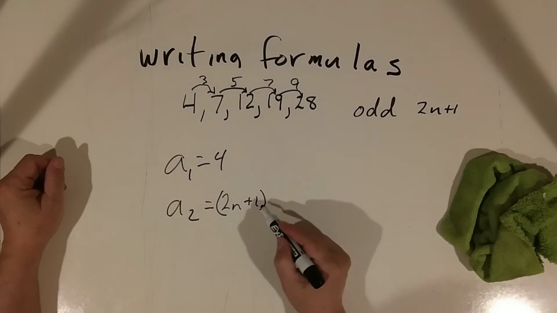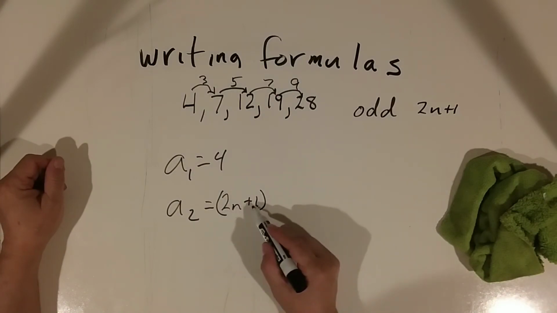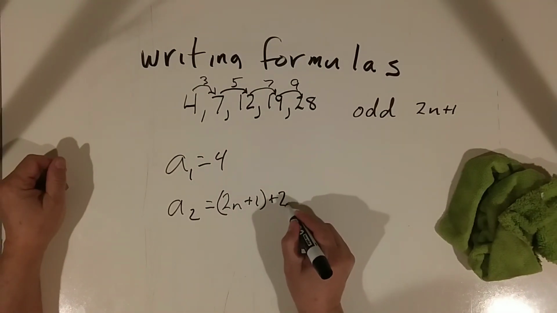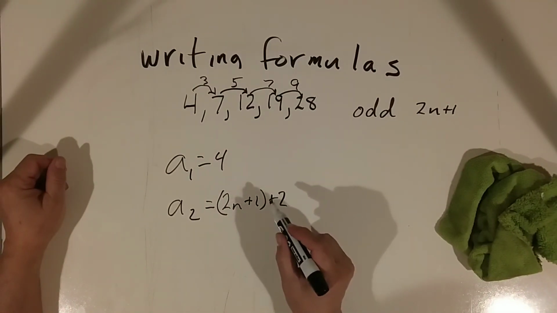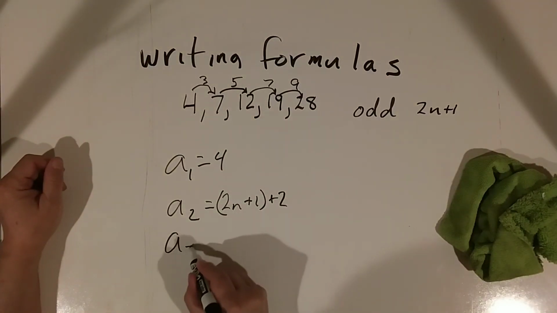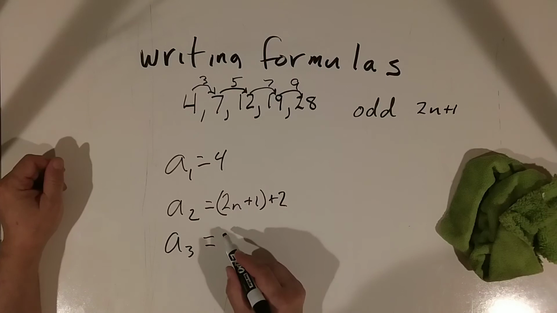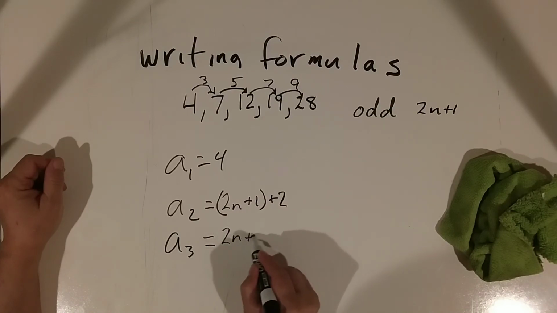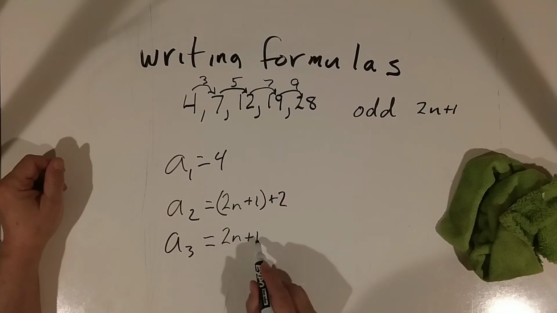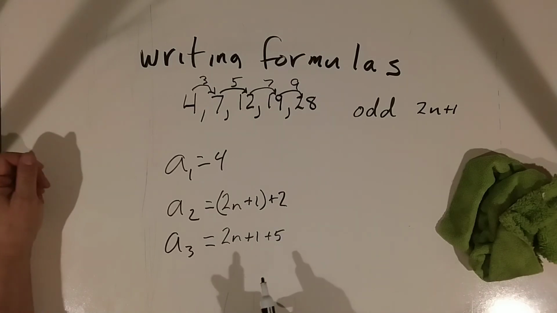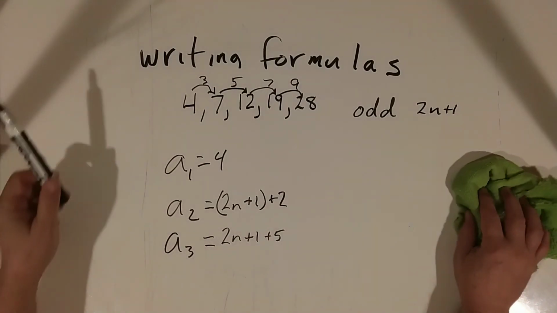And let's see, 2 times 2 is 4 plus 1 is 5, plus 2 to give me the next one. A sub 3 would be 2n plus 1. 2 times 3 is 6 plus 1 is 7. Oh, plus 5. Oh, that's going to be a bigger challenge.